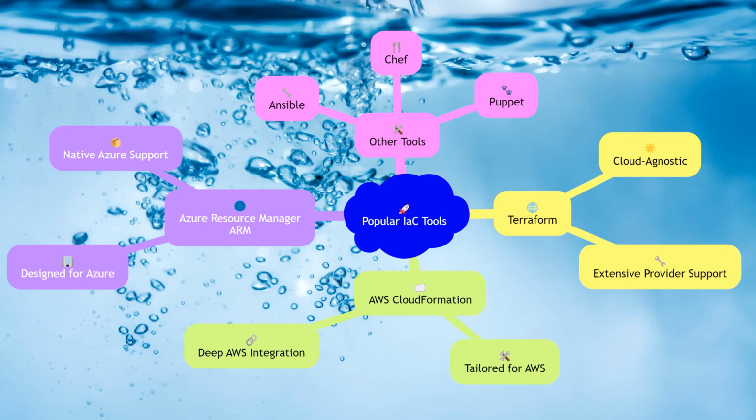Several tools are popular in the IaC space, each with its strengths and use cases. Terraform, by HashiCorp, is known for its cloud-agnostic approach and extensive provider support. AWS CloudFormation is tailored for AWS environments, offering deep integration with AWS services. Azure Resource Manager, ARM, templates are designed for Azure, providing native support for Azure resources. Other notable tools include Ansible, Chef, and Puppet, which focus on configuration management.